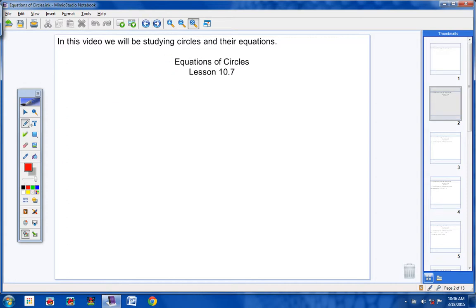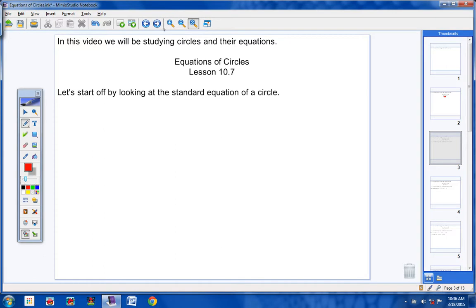So obviously your heading for today will be equations of circles, okay? Lesson 10.7 is the lesson for today. And be sure and include today's date, alright? So that your notes are organized. Equations of circles, lesson 10.7.